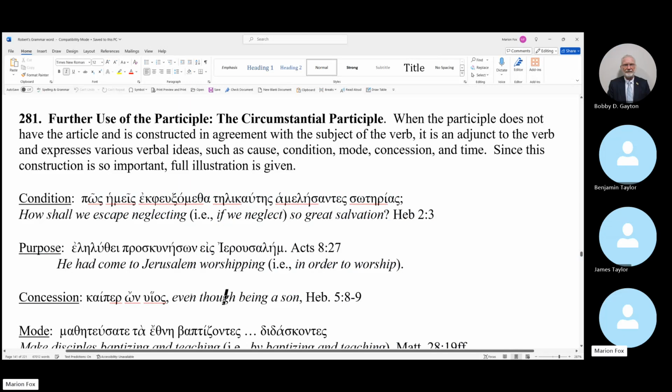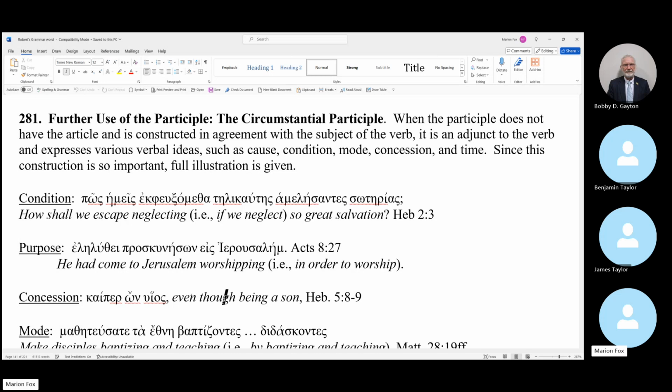We're on the circumstantial participle. It does not have the article. Now remember, it can have the article or it might not. Here are two rules that go together. They're actually just like one rule. But if the participle has the article, it's automatically used as an adjective. So it's adjectival, automatically, if it has the article.